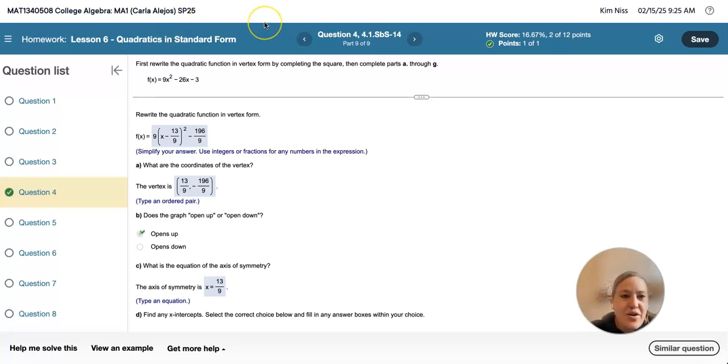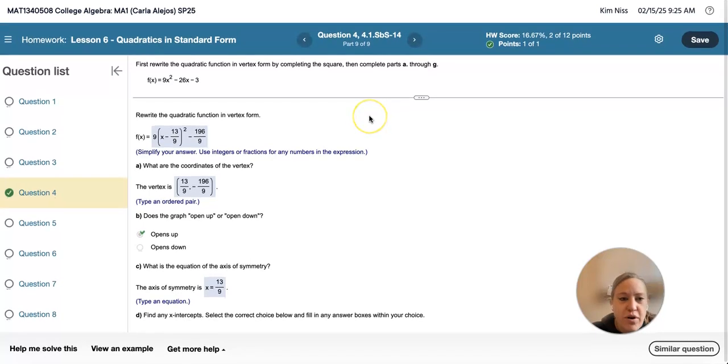Hey guys, so I wanted to make a video from lesson 6 that goes over quadratics in standard form, and I picked question number 4 where you're asked to first rewrite the quadratic function in vertex form by completing the square, and then you complete parts A through G, so it's just some series of questions about it. So we're going to go through that. In this case, we have f of x equals 9x squared minus 26x minus 3.